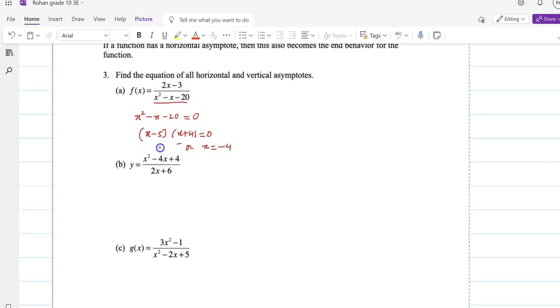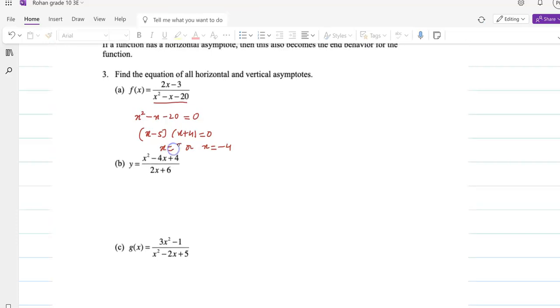That's your vertical. There are two vertical asymptotes. Yeah, I mean these two are your vertical asymptotes. Okay. Horizontal asymptote? Since the denominator is greater, it's 0. y is equal to 0. Okay, now this one.